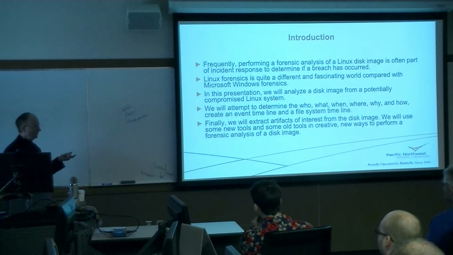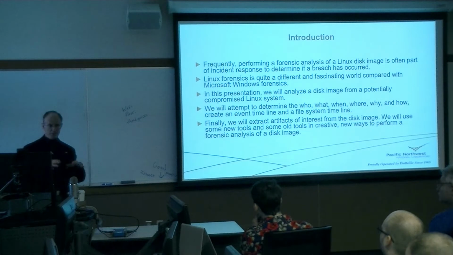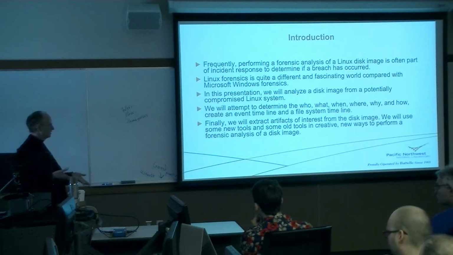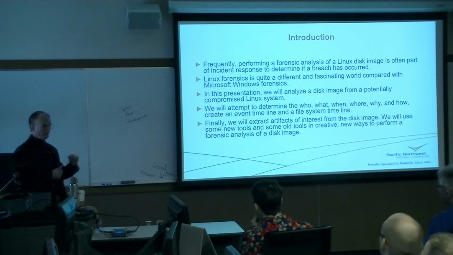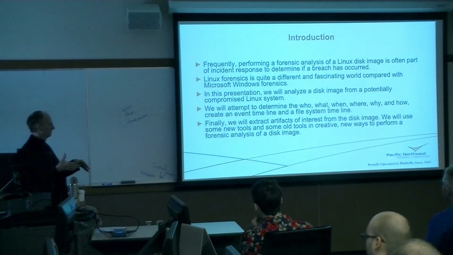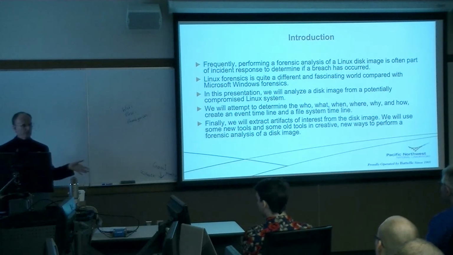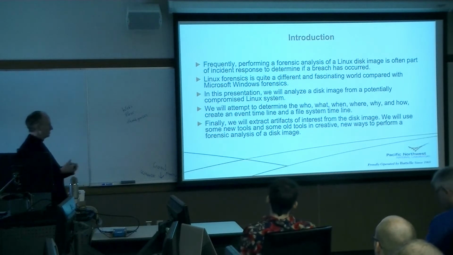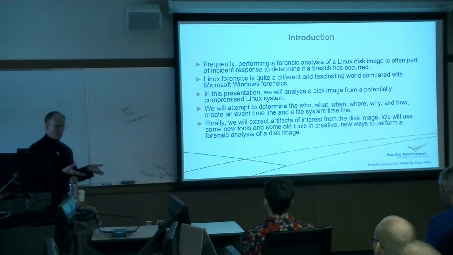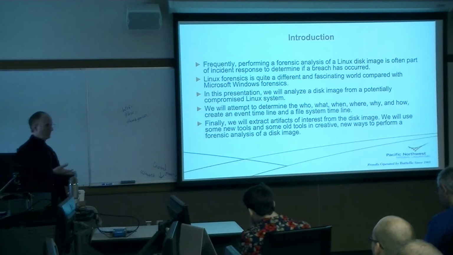So what we're going to be doing in this tutorial is looking at a disk image of a potentially compromised Linux system. We will be going through trying to find the 5 W's and 1 H through looking at a timeline for the system and for a file system. We're going to be extracting artifacts from that image to provide evidence and reach a series of conclusions about was the system compromised, how was it compromised, what went on.